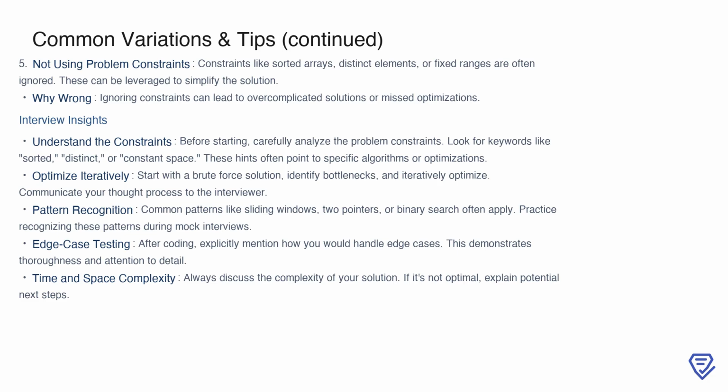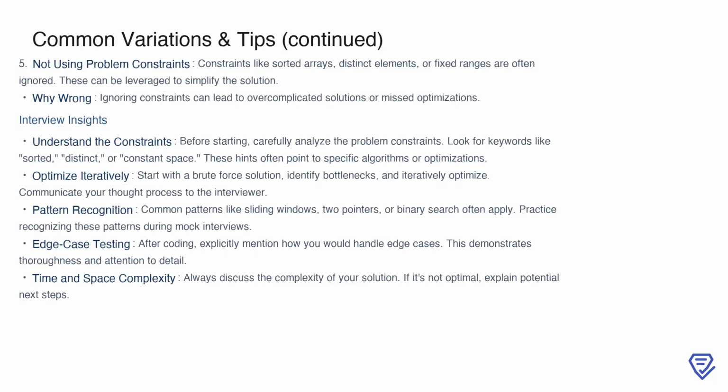Now, another important mistake to avoid is not leveraging problem constraints. Constraints like sorted arrays, distinct elements, or fixed ranges are there to guide you towards simpler and more efficient solutions. Ignoring these can lead to overly complicated approaches or missed opportunities for optimization.